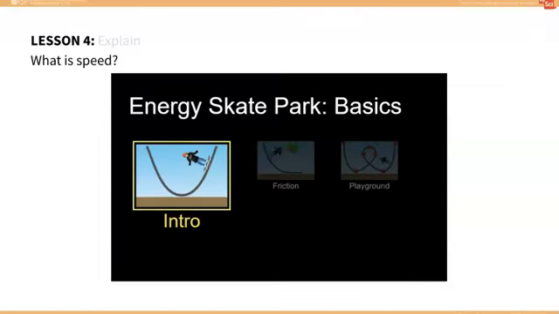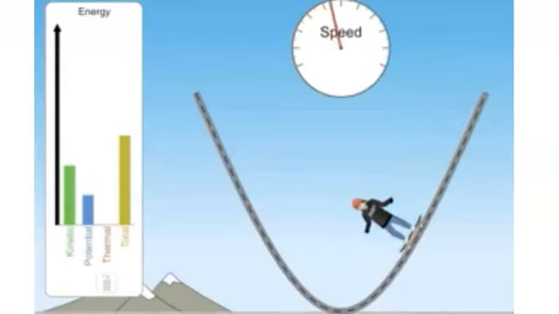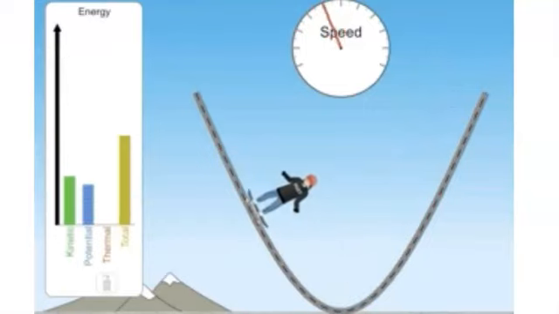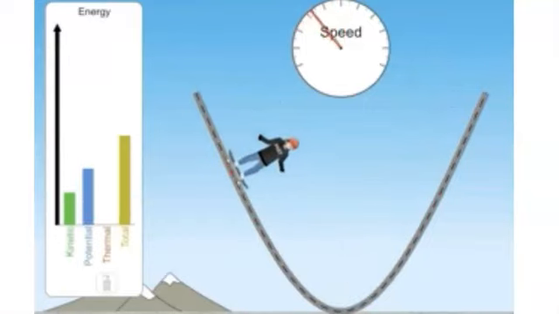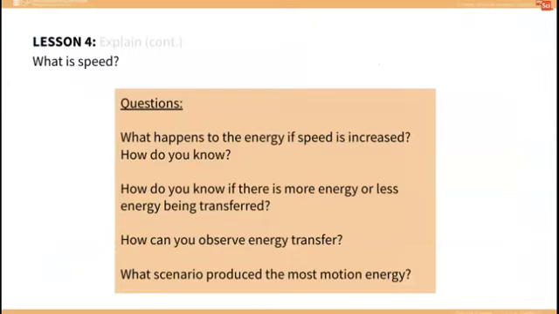In the explain portion of this lesson, you will display a simulation to the class called the Energy Skate Park. Follow the directions and discussion prompts in the lesson plan to facilitate how this visual information shows the relationship between speed and energy. After reviewing responses to the analysis questions on their student page, ask students the questions shown here.